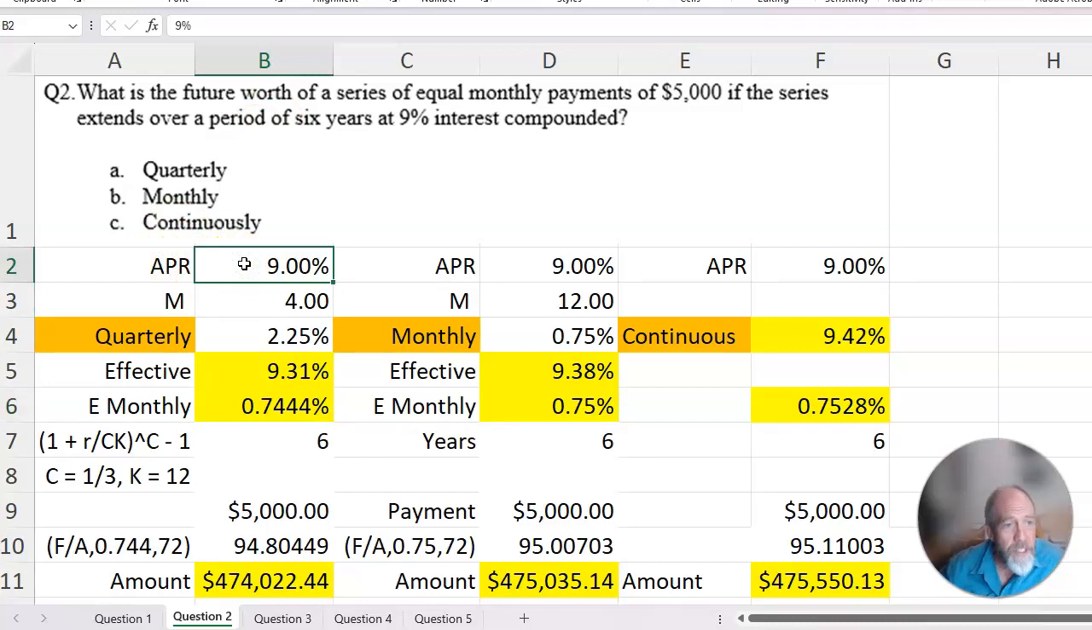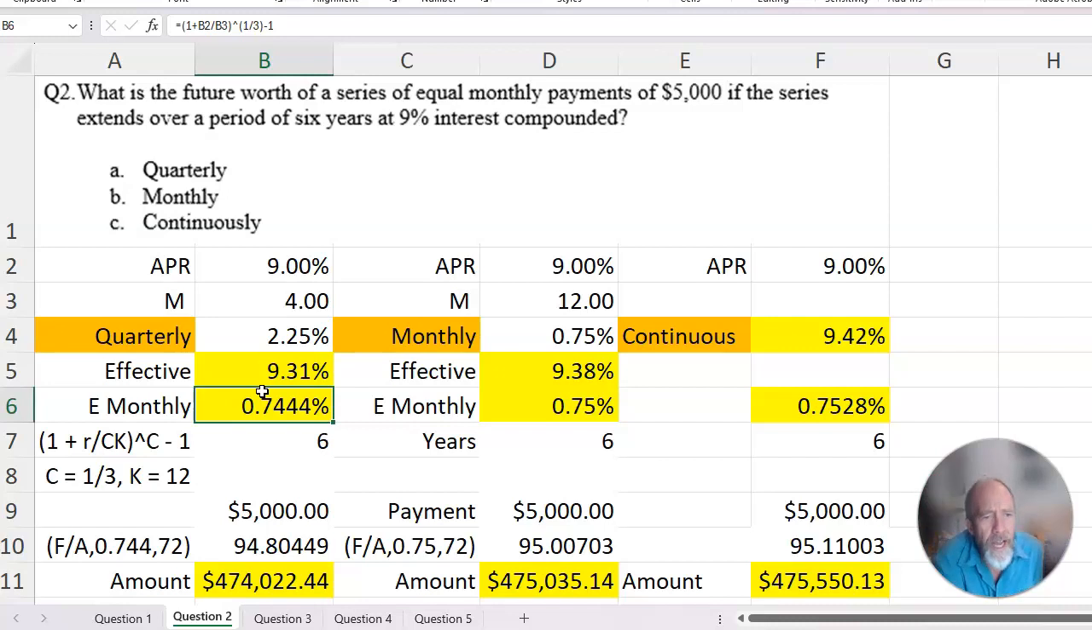So, first thing, if you wanted to calculate with quarterly compounding, then that would just be the APR divided by 4, which is 2.25. Or you can calculate the effective annual interest rate, which in this case is the APR divided by 4, to the 4th power, minus 1. That's the same equation we just did. One that's a little more complex is what it would be for the effective monthly interest rate.